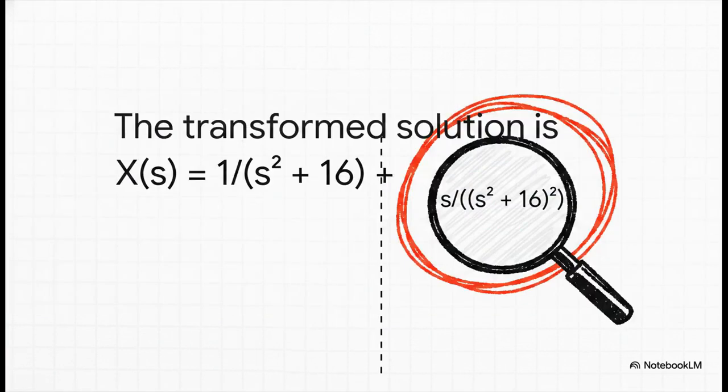So after transforming the equation and doing a little algebra to solve for X of s, this is what we get. Now that first term should look pretty familiar. It's just a standard sine transform. But what about that second term? Look at the denominator. It's squared. That is a huge red flag, a telltale sign that we're going to need our new friend, the differentiation property, to figure out its inverse.